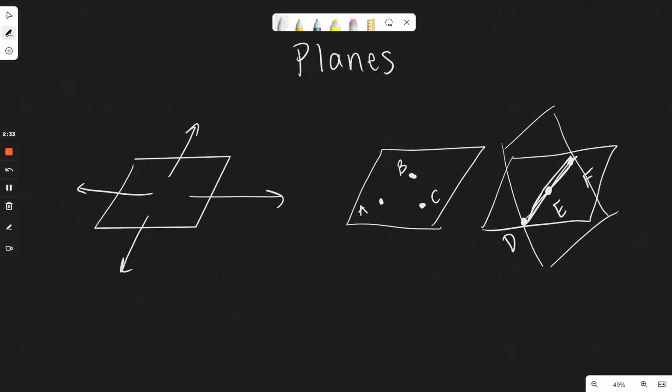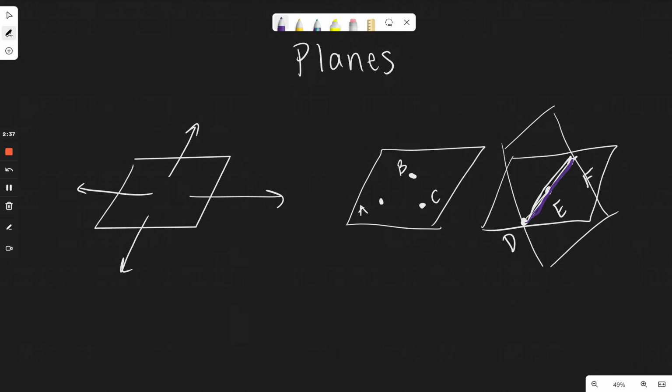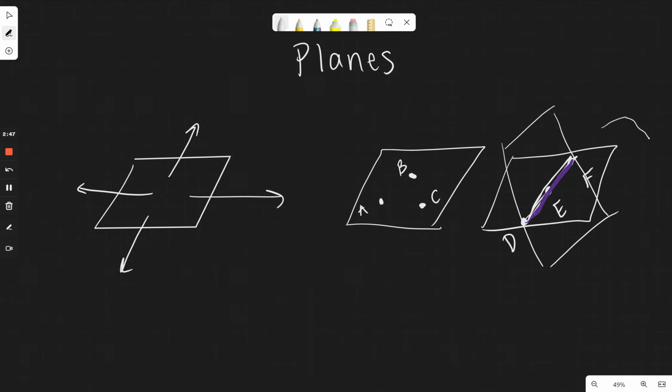If you have, let me do this in a different color, if you have one line like this, well, there are an infinite amount of planes that can be drawn that go through that line, right? Because we have this one here. If we had another plane this way, I'm pretty bad at drawing this stuff, but we could have another plane that goes through it like here, right?